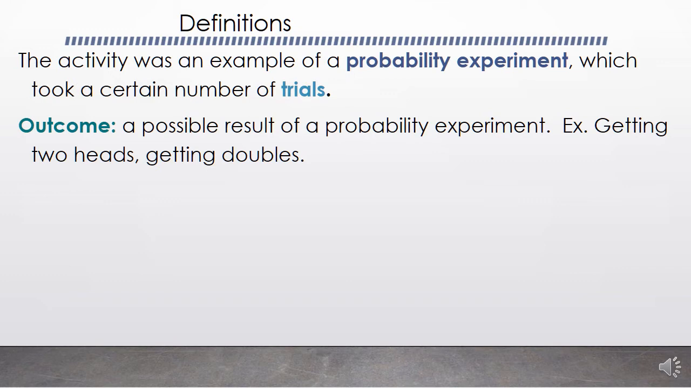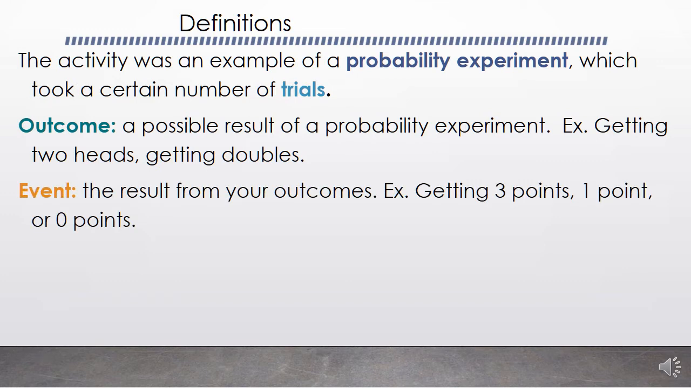So the outcome is that result. So getting 2 heads, getting doubles if we're talking about rolling a pair of dice. An event is the result from your outcome. So getting 3 points, getting 1 point, getting 0 points, let's say. Or like I just said in that little probability experiment, if I say you keep flipping that coin until you get 3 heads, and if you get 3 heads, you win the game, then the event would be you winning the game after you've got heads 3 times. As a very quick example.